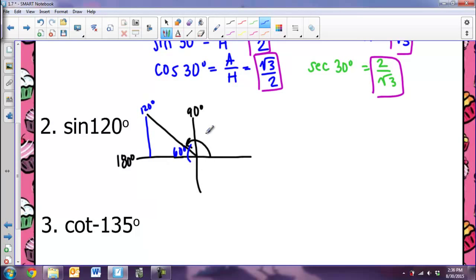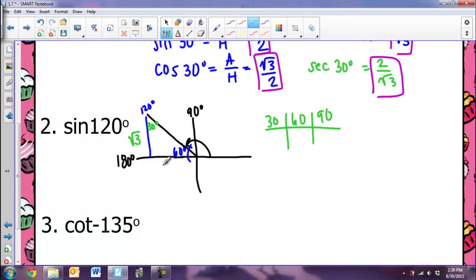So now I can go ahead and think about my special right triangles again. If this angle is 60, that angle must be 30. So I can draw my 30, 60, 90 chart, or you can remember that opposite the biggest side is going to be root 3.